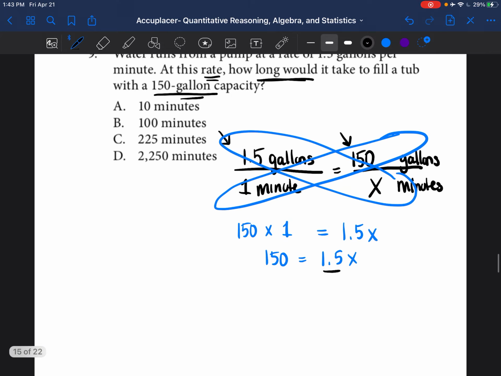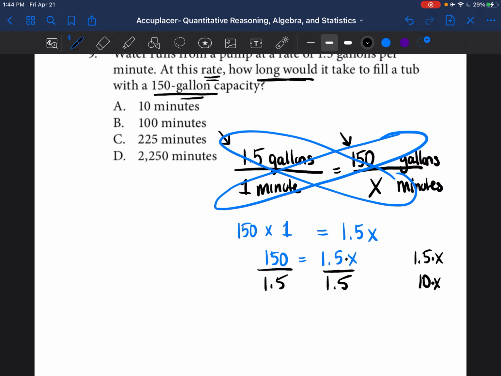So how do we get rid of that 1.5? Well, right now we have 1.5 next to an X. Anytime you have a number written right next to a variable, those two items are being multiplied against each other. So this 1.5 and the X, because they're written right next to each other, they're being multiplied. So in order to get rid of a number in an equation, you always have to do the opposite of what's happening. So if right now that 1.5 is being multiplied by the X, in order to get rid of the 1.5, we have to divide both sides by 1.5.